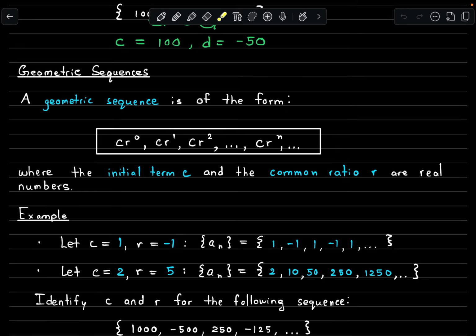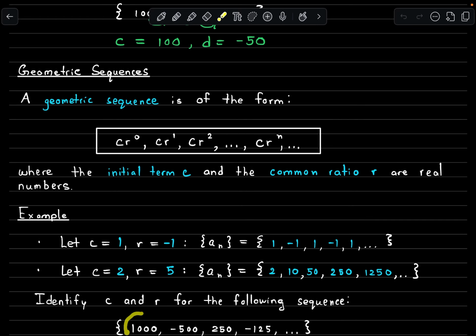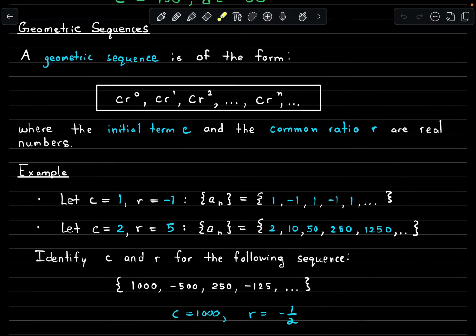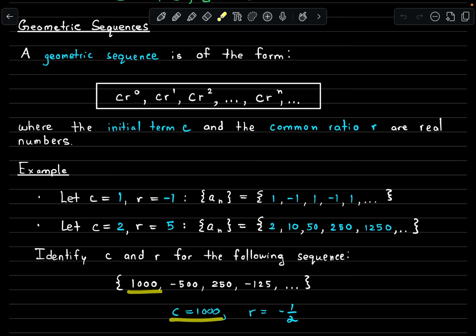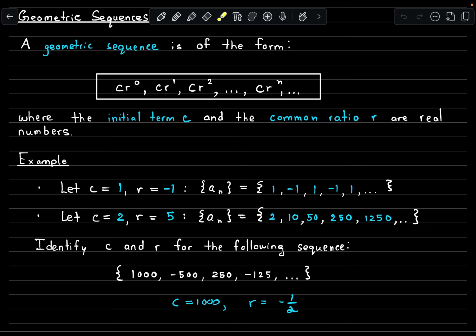So let's see, if we're going to identify C and R for the following sequence, well, C is what we're starting with, which is 1,000. And then we're going from 1,000 to -500, back to +250, back to -125, right? So I should have a negative sign in my common ratio. And every single time, the absolute value of these terms is halving, right? So my R should be -1/2. C is equal to 1,000, R is equal to -1/2.